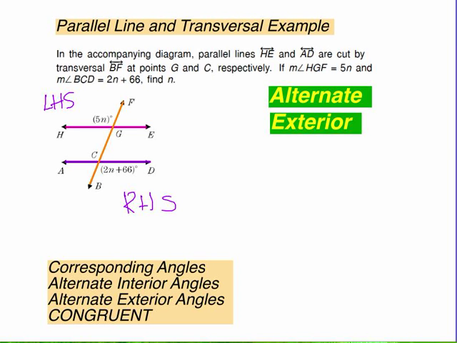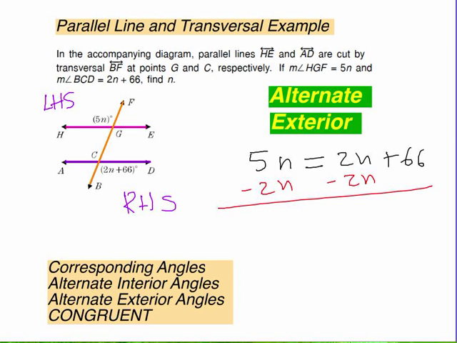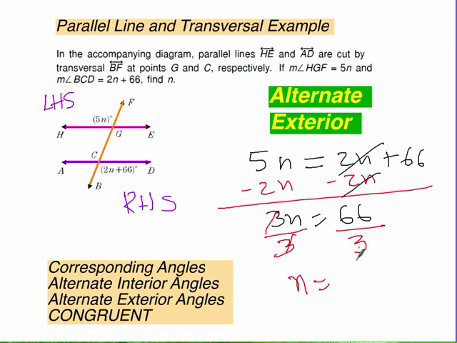Now if they're congruent, we can set up this equation. We can say 5n is equal to 2n plus 66. Now we want to solve for n, so first we take away 2n from this side and 2n from this side. So 5n take away 2n is 3n. The 2n cancels out. We have 66 remaining. And then to find n, we need to get rid of the 3. So we'll divide this side by 3, and we'll divide that by 3. 3n divided by 3 is 1n, or just n. 66 divided by 3 is 22. So n is 22. We got it.